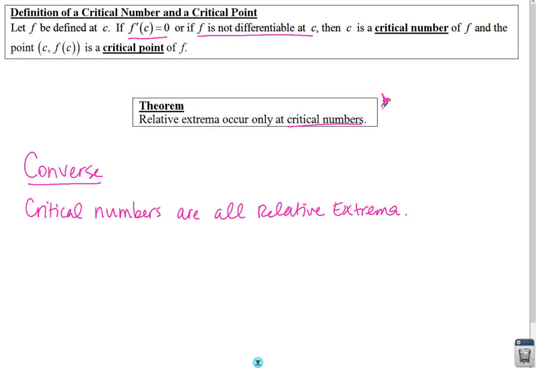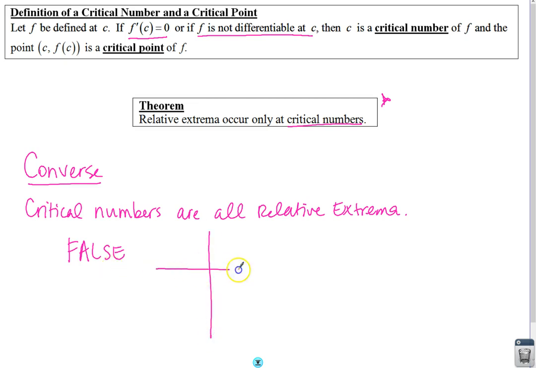Critical numbers are all relative extrema. True or false? Well, some of you know my style enough to say, Murphy wouldn't ask this question if it probably wasn't false. You are correct. It is false. But anytime we have a statement that we have to prove is false, we must provide a counterexample to justify.